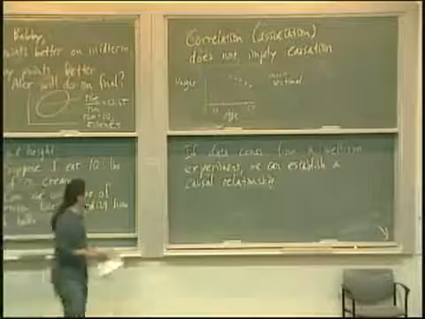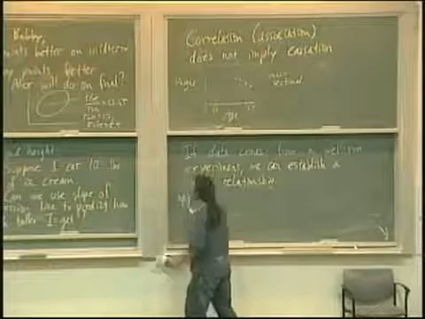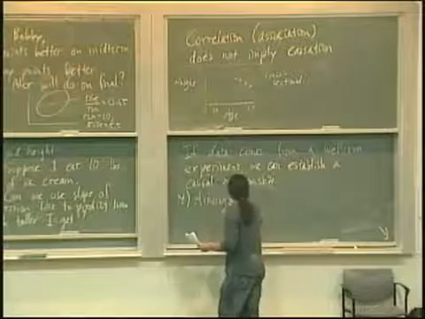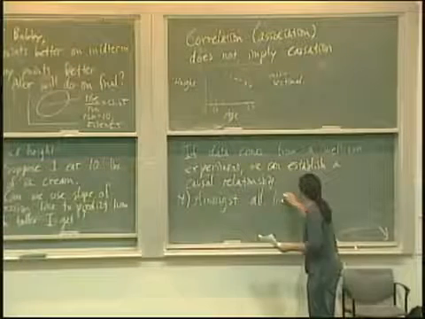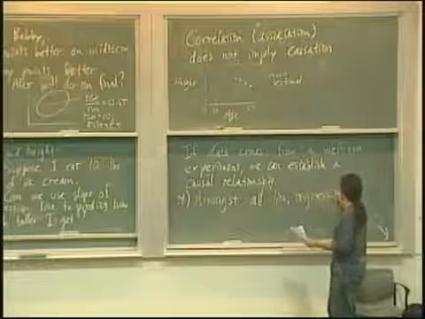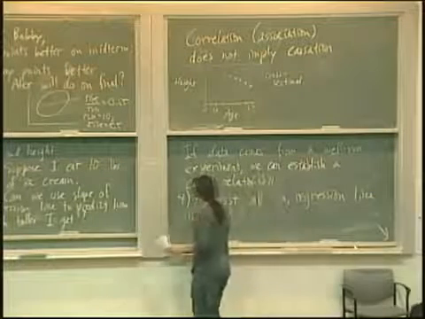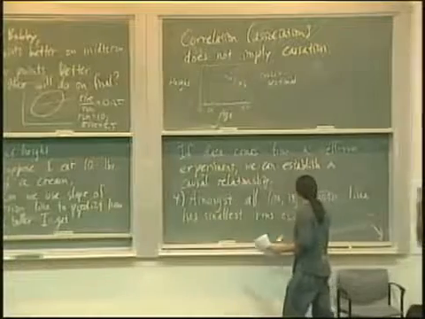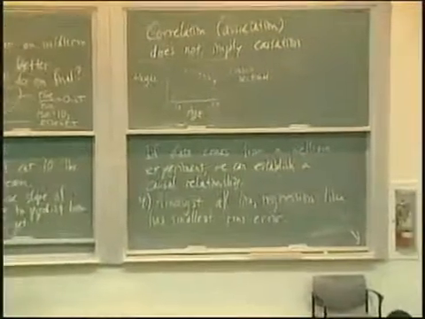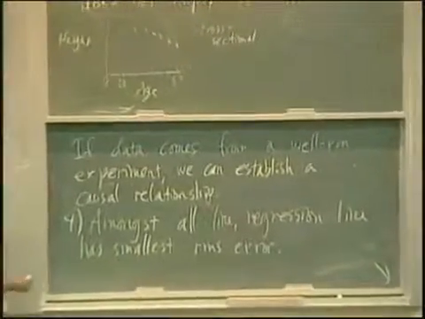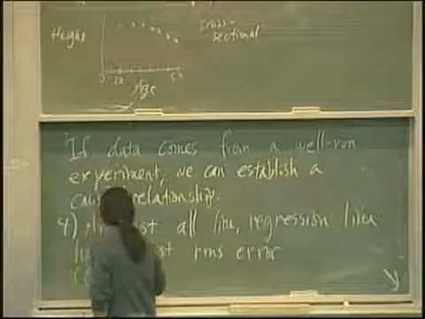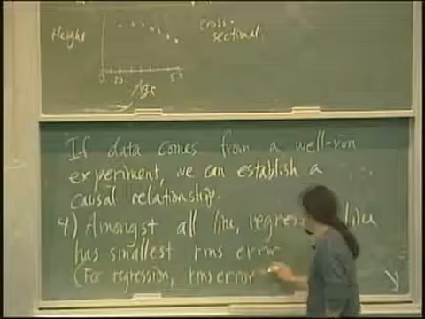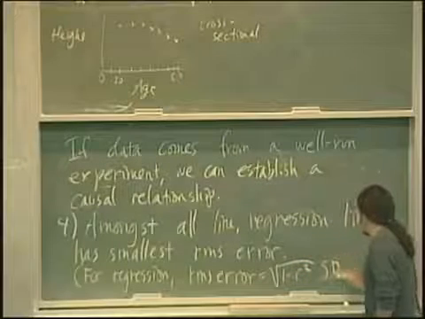Okay, so one last thing I want to say about chapter 12 before I move on to chapters 1 and 2 is a technical statement, and I mentioned this last time, which is that amongst all lines, the regression line has the smallest RMS error. If you remember last time when we talked about chapter 11, RMS error for regression is equal to the square root of 1 minus r squared times the standard deviation of y.